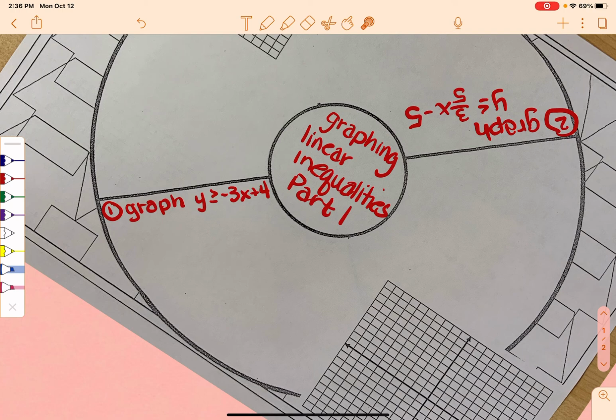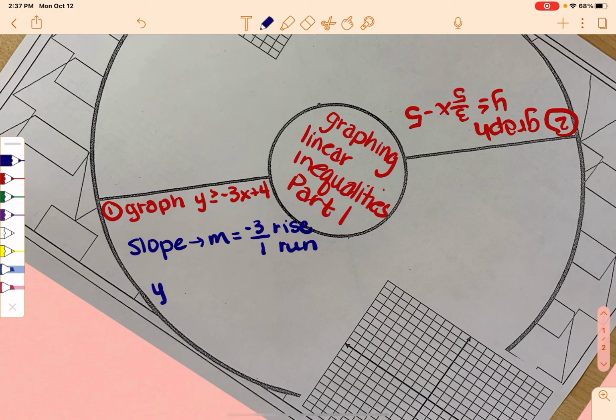So the good news is it's in slope-intercept form. I can tell that my slope, which is my m value, is negative 3, and I'm going to put it over 1 just so I can have a rise and run value. And my b value, which is my y-intercept, is positive 4. So that part I've done pretty well with.